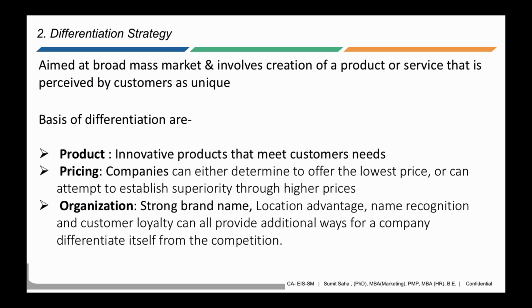So companies can either determine to offer the lowest price or attempt to establish superiority through higher prices. What is the cost of this Apple Pencil? Do you know? 8,500. Now the next one, the second edition, is 13,000 rupees. I can remember that when I'm talking about price differentiation, a company like Apple is differentiating through its pricing. Yes, that is the standard. The way you are buying an Audi and I'm driving a Baleno car, it is product differentiation and price differentiation. And the third one is organization, strong brand identity.